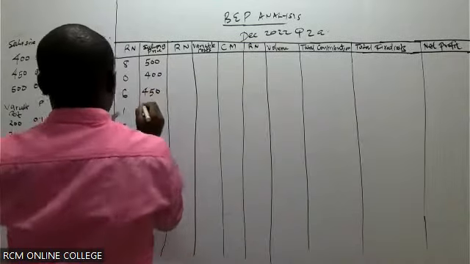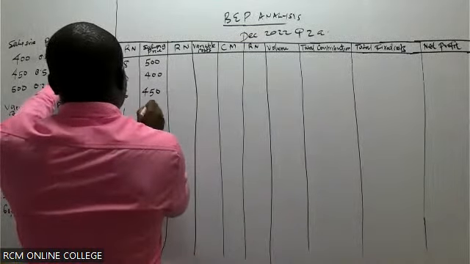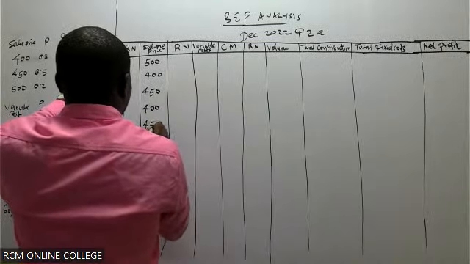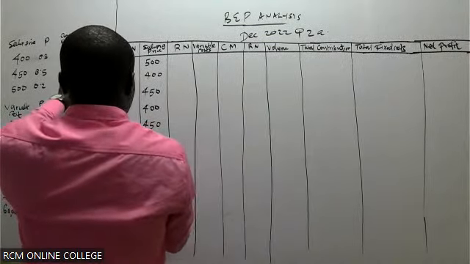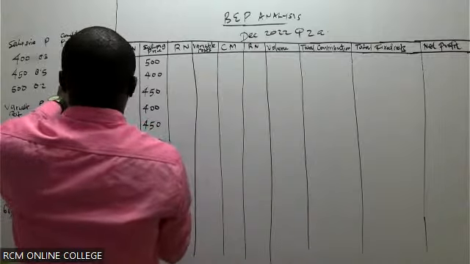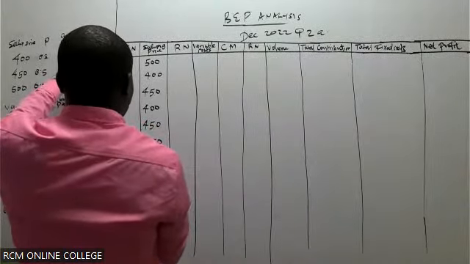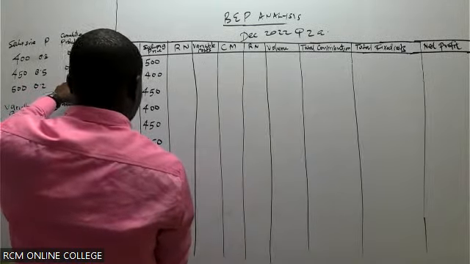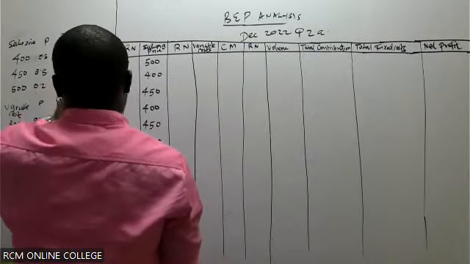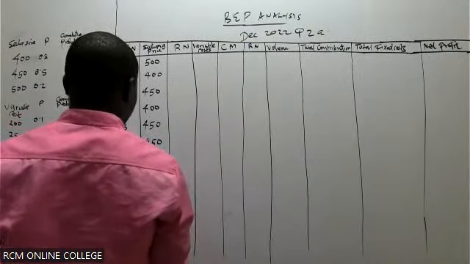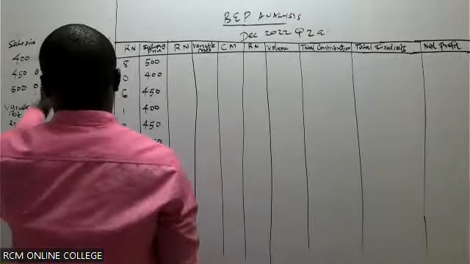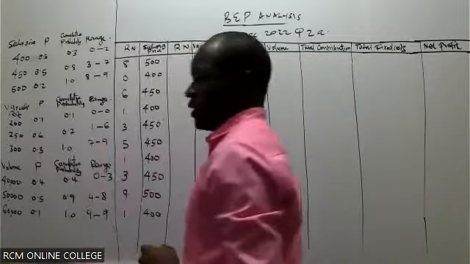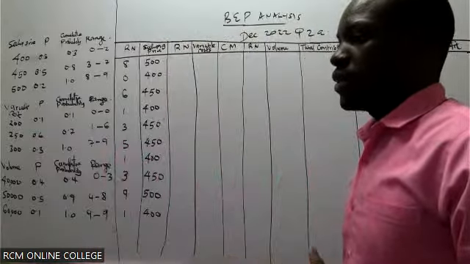1 within the first range, 400. 3 within the second range, 450. 5 within the second range, 450. 1 first range, 400. 3 second range, 450. 9 within the last range, which is 500. And of course, 1 taking us back to 400. That is what we have.